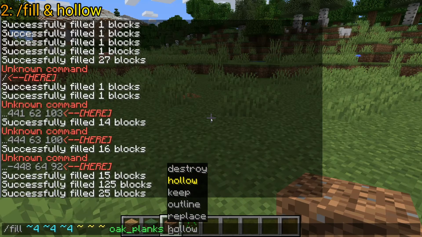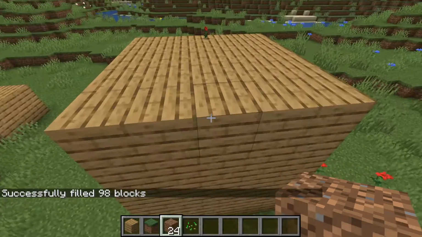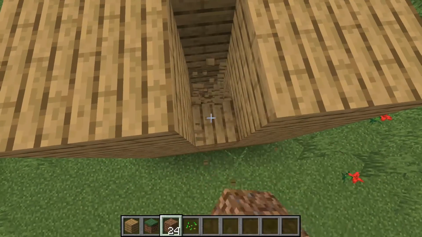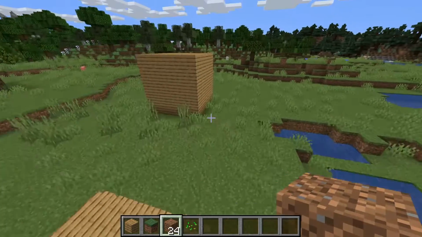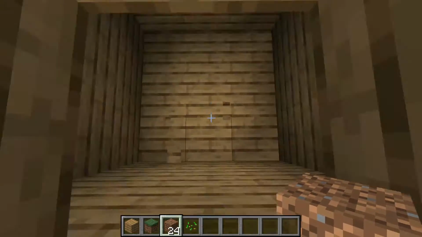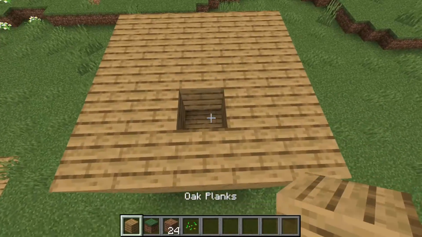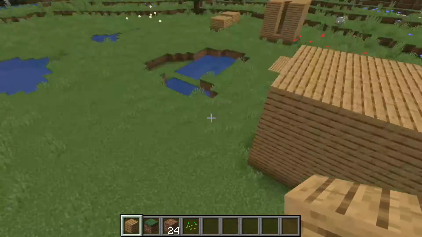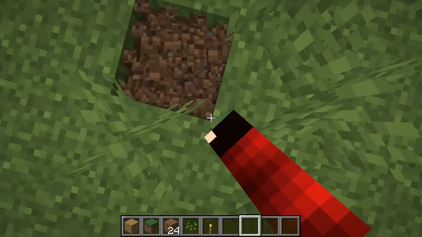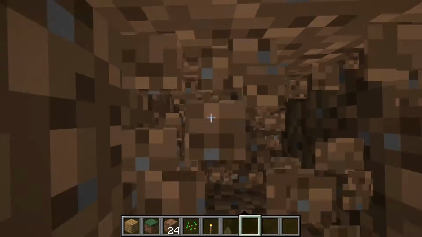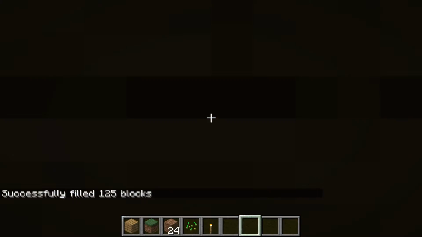Now, based on the word, it's pretty obvious what you think it's going to be. So this 4x4 was just a whole 4x4, except this 4x4, when we put hollow, it's hollow. And this is pretty useful for, I guess, building cages. I don't know what it's useful for. You could just dig down and create a Minecraft base in under a second by cheating.